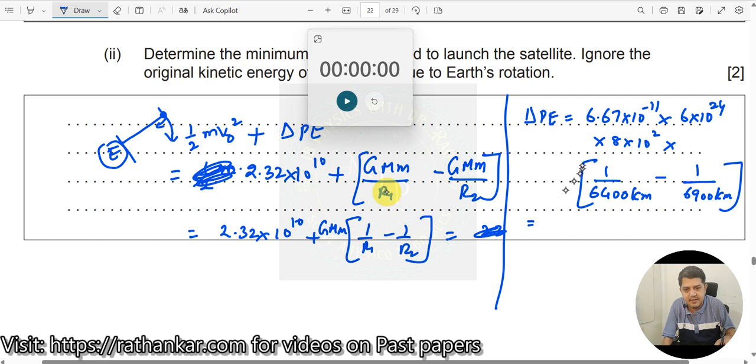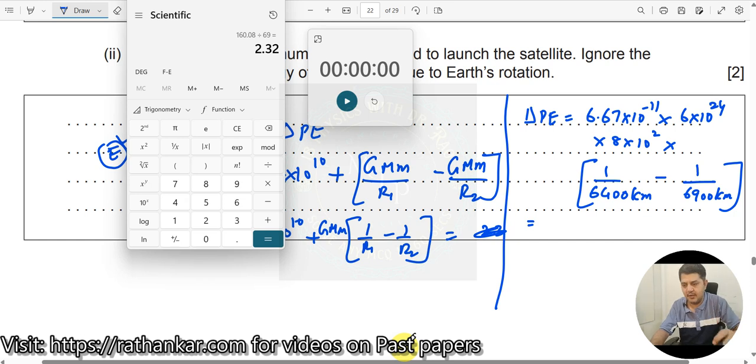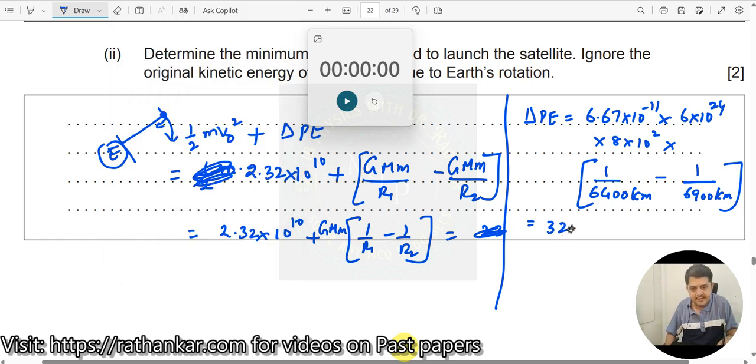Let us write down here once again, 6.67 into 6. Let me do all this math first to make it more simplified, otherwise it will be very difficult for us to calculate the whole thing, keep on writing again and again. So 6.67 into 6 multiplied by 8 is equal to 320. So I get this as 320 into 10 to the power of minus 11 plus 24. 24 minus 11 should be 13. 13 plus 2 should be 10 to the power of 15.